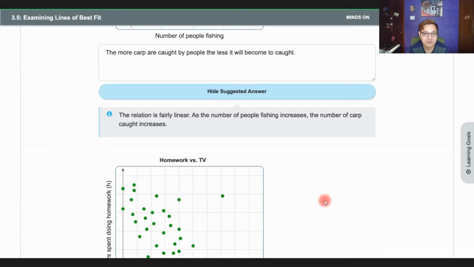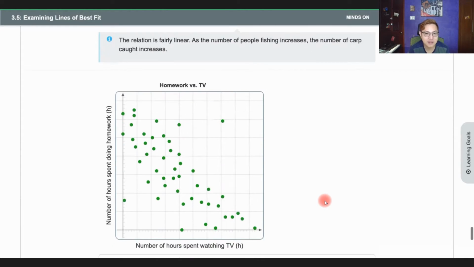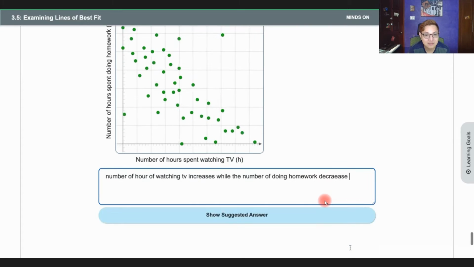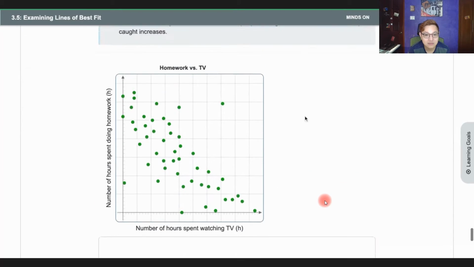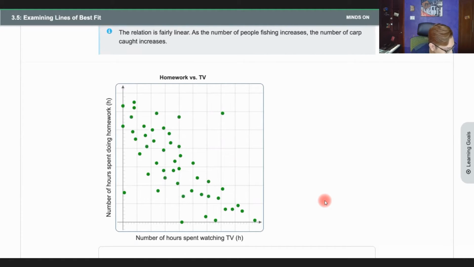Okay. Homework versus TV. Number of hours spent doing homework, number of hours spent watching TV. Despite some weird out-of-pattern points, most of them are just going down, isn't it?